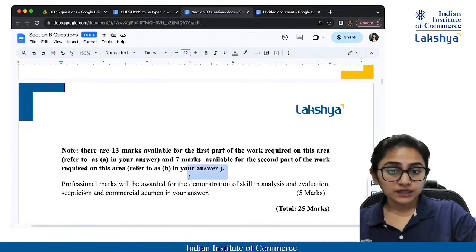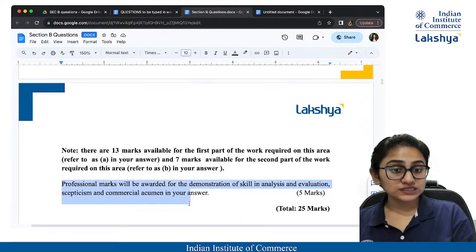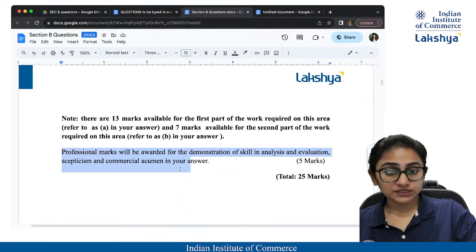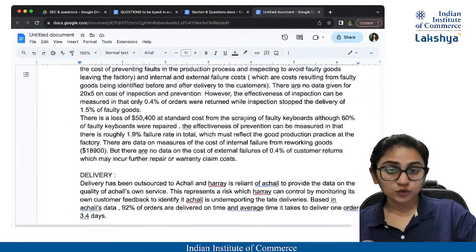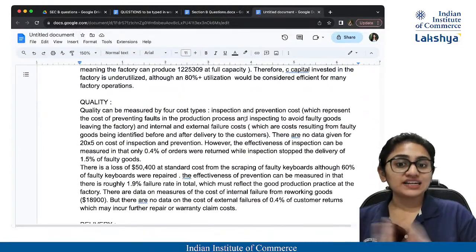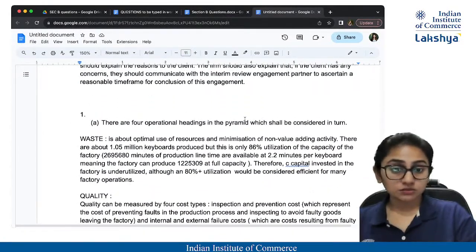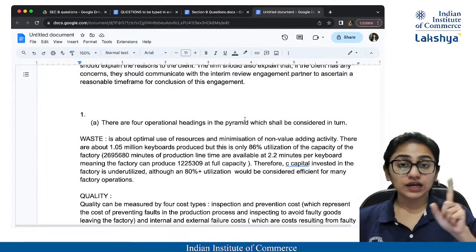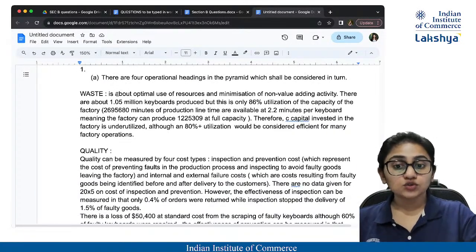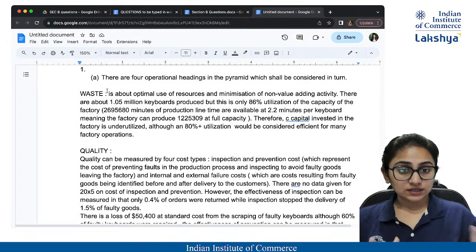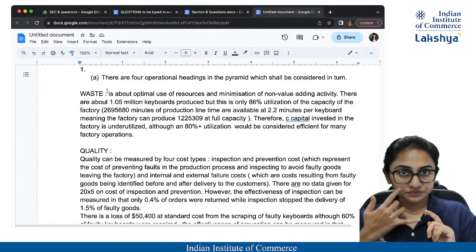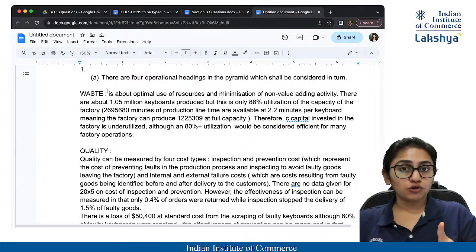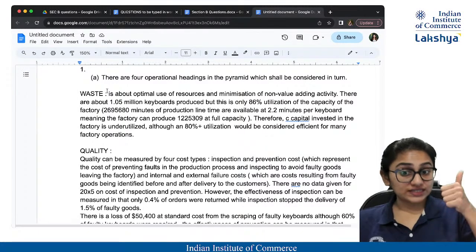So professional marks will be awarded for the demonstration of skills in analysis and evaluation, skepticism and commercial acumen in your answer. If you see your answer, first of all, don't look at the handwriting because it doesn't really matter, but on the commercial acumen: headings, subheadings, clear and concise language. So waste, then you're talking about the waste. You're utilizing only 86% of the capacity. That means you're wasting 14% of your capacity. You have the capacity to do more, but you're doing only 86%. So that is regarding waste.